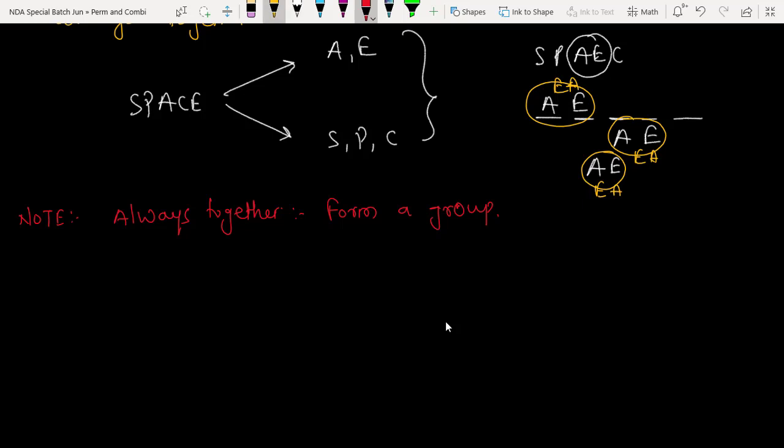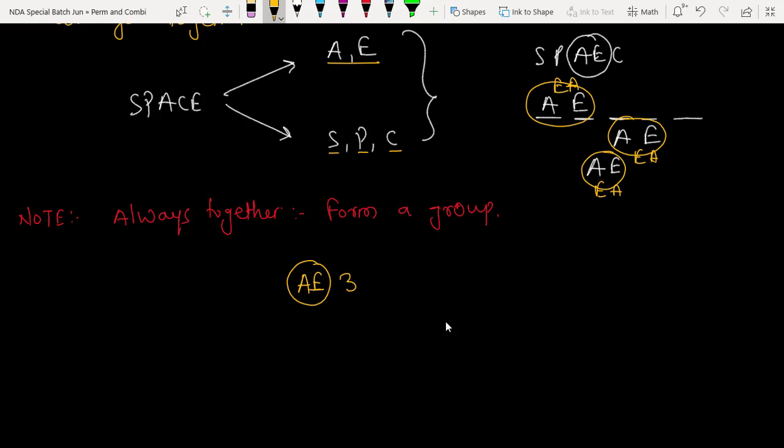Now look at the magic. They have asked us to keep A and E together, so let's find the number of possible words we can form. AE is always together, so let's form a group of AE. The group of AE is formed. Now how many letters are remaining? 1 2 3, these are the 3 letters we have. So 3 letters are remaining now.